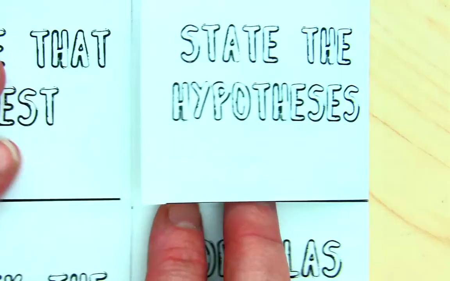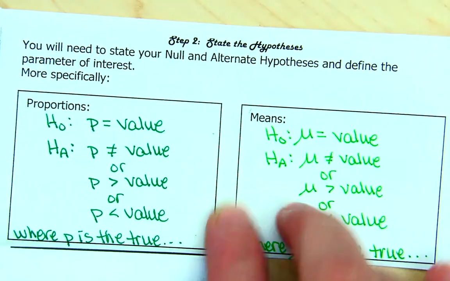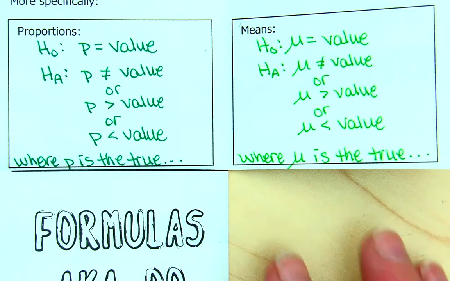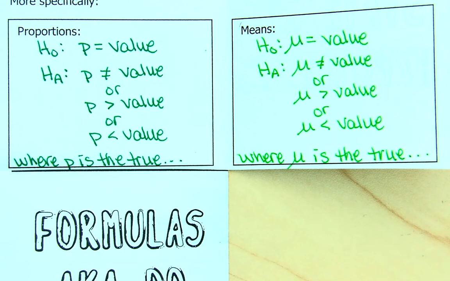Next, we're going to state a hypothesis. And this is what we were doing last week, so you should be kind of familiar with this already. So the H0, or null hypothesis, is always equal to a value. Our parameter equals some value that was claimed. And then the alternative is some sort of inequality. Okay.